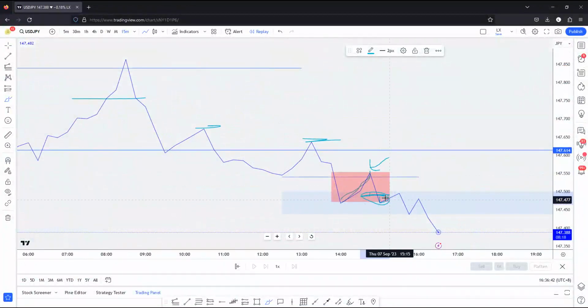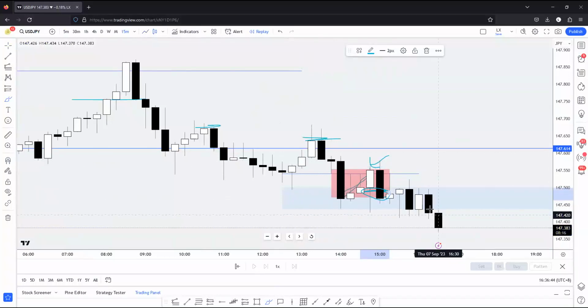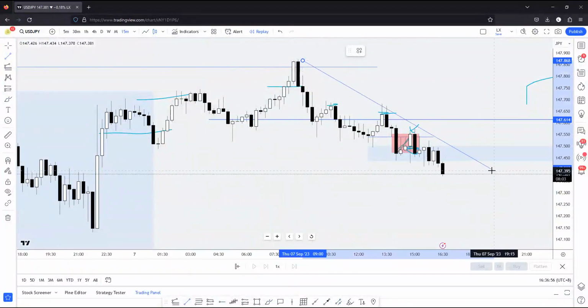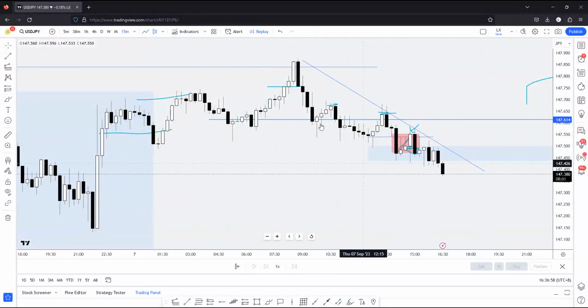So you can see that when price starts breaking and closing to the downside, it confirms the bearish move. And this is currently where we are right now. Other things that you can look at would be, for example, a descending channel. You can see price forming clear lower lows and lower highs over here.